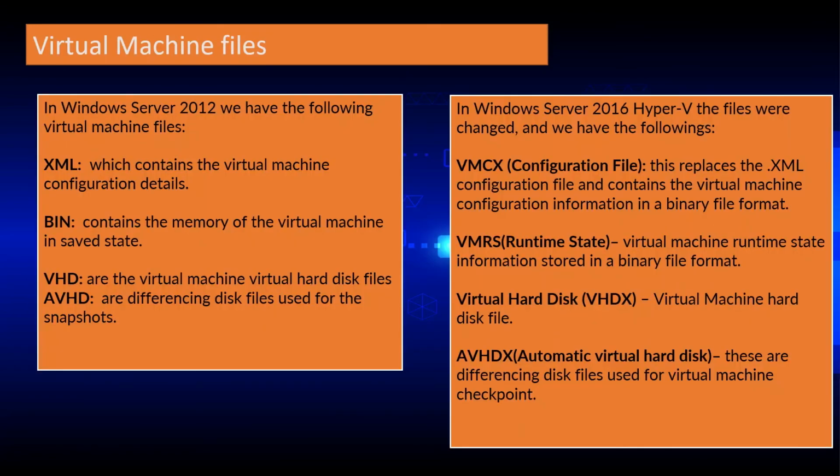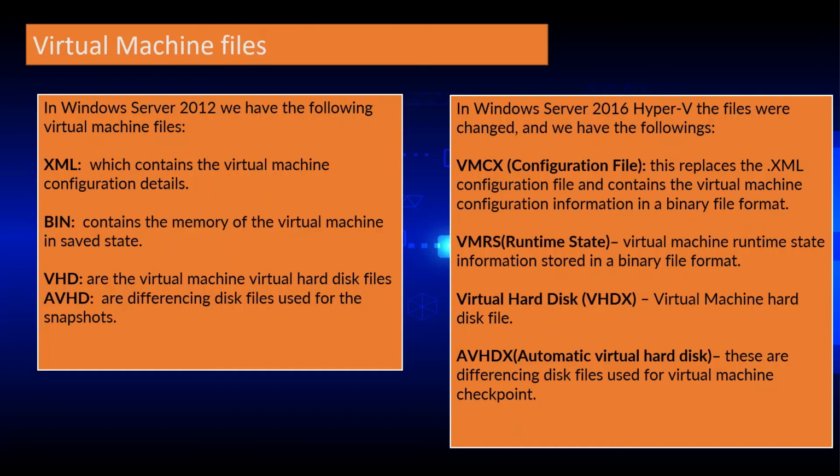Next is virtual machine files. When we create a virtual machine in Hyper-V, there are certain files that get created along with the virtual machine, and basically a virtual machine is a combination of these files. Till Windows Server 2012, these files were XML, bin, VHD, and AVHD. And Microsoft has introduced some new file types since Windows Server 2016 and for the later versions of Windows Server. These new files are VMCX, VMRS, VHDX, and AVHDX.